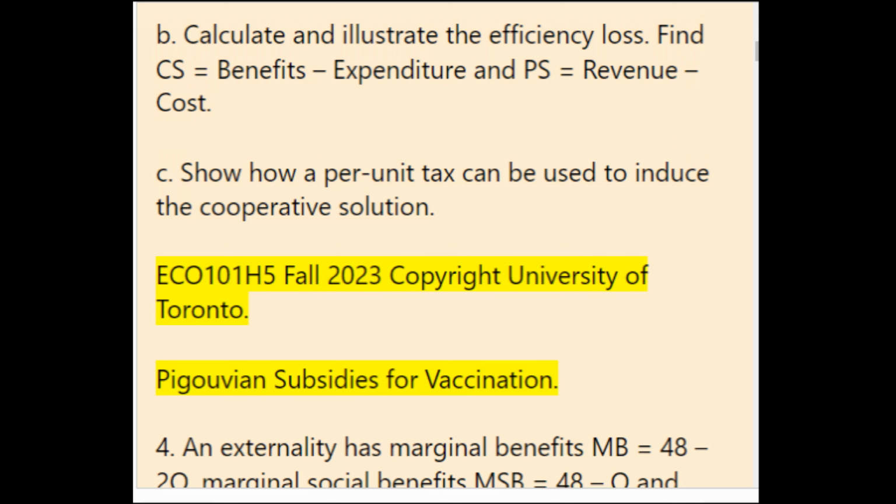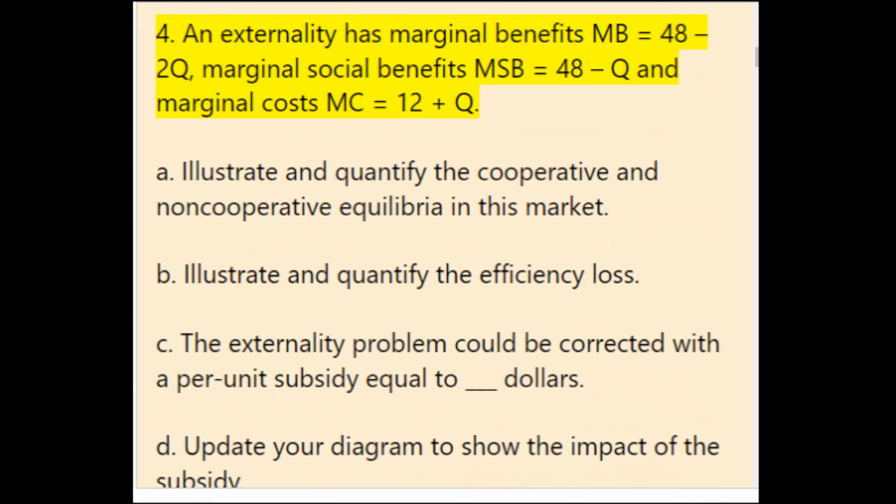Pigouvian subsidies for vaccination. 4. An externality has marginal benefits MB = 48 - 2Q, marginal social benefits MSB = 48 - Q and marginal costs MC = 12 + Q.